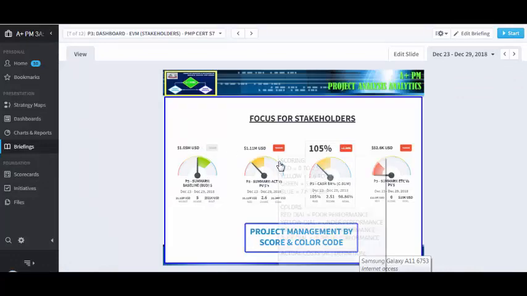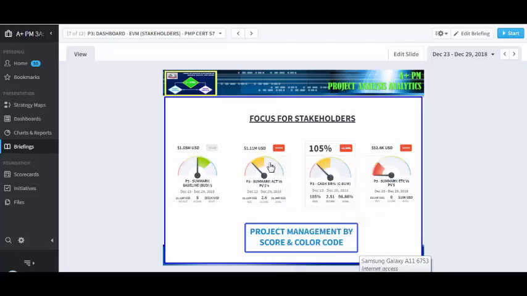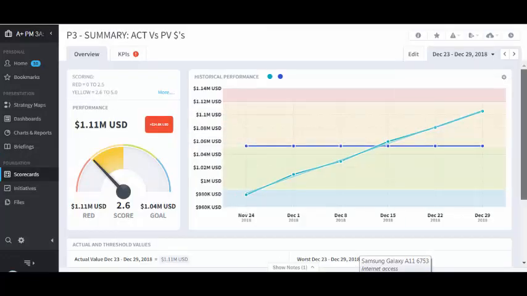And let's look at the summary of the actual performance versus the planned value. Again, we're going to drill down. And when we drill down, we see some charts here. So let's look at this chart. We have actual versus planned value.